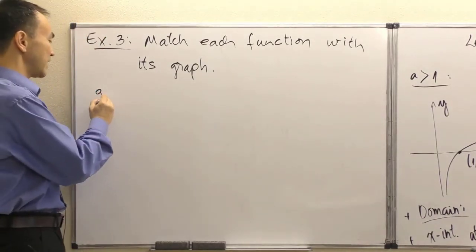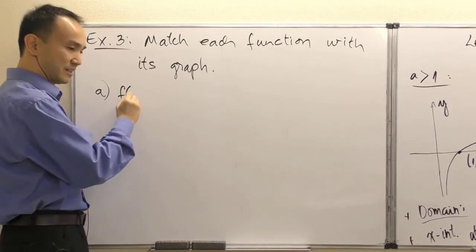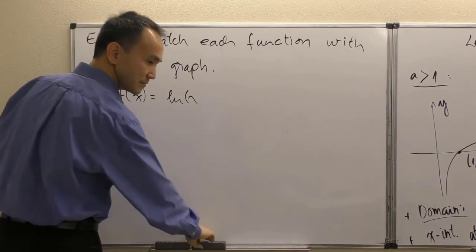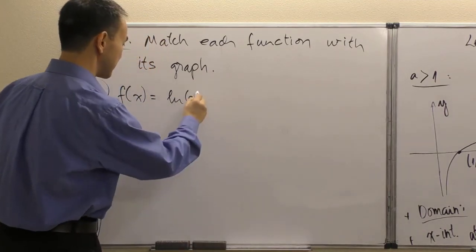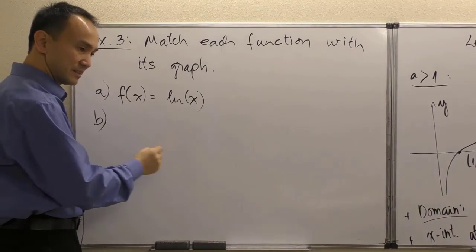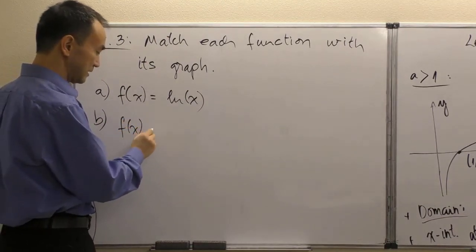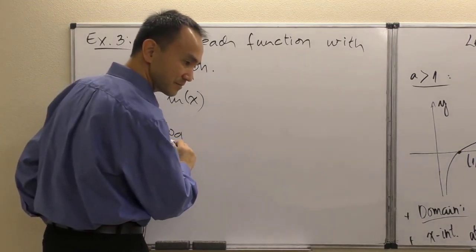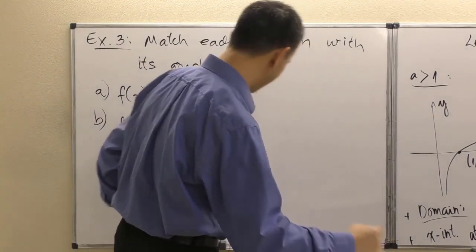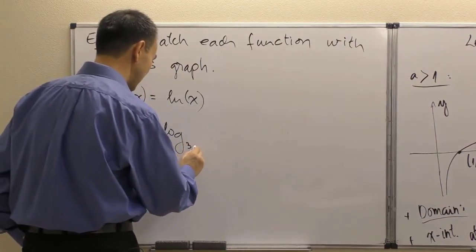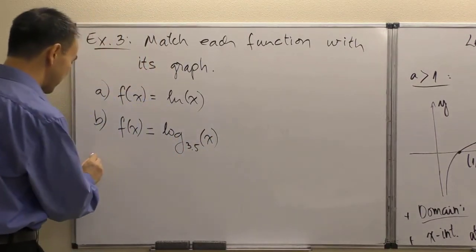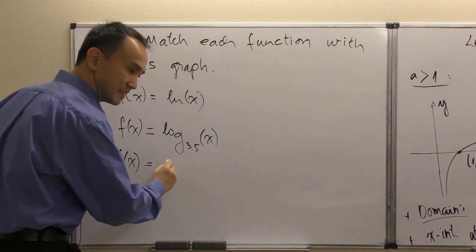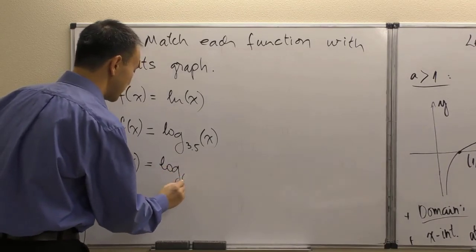My function A is f(x) equals the natural log of x. My function B is f(x) equals log base 3.5 of x. My function C is f(x) equals log base 6 of x.